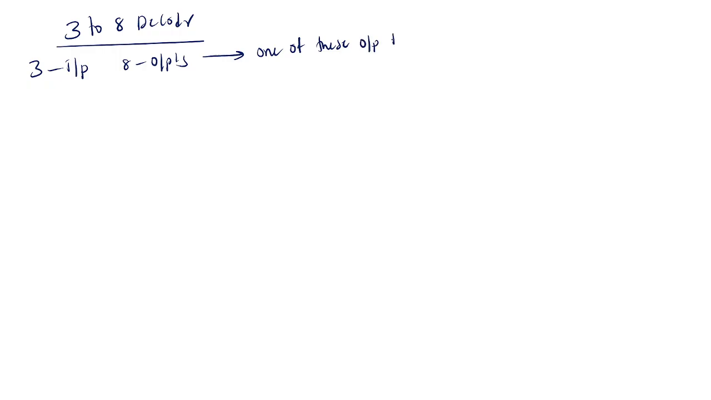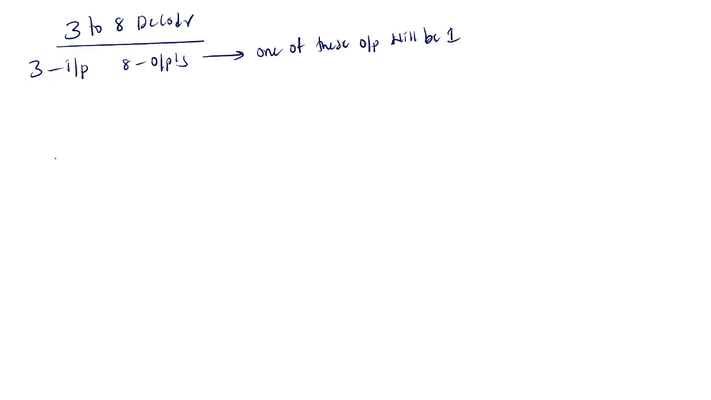3 to 8 decoder. 3 to 8 decoder means, so how many inputs? 3 inputs and 8 outputs. One of these outputs will be 1 at a time, depending on the combination. Okay, output will be 1.